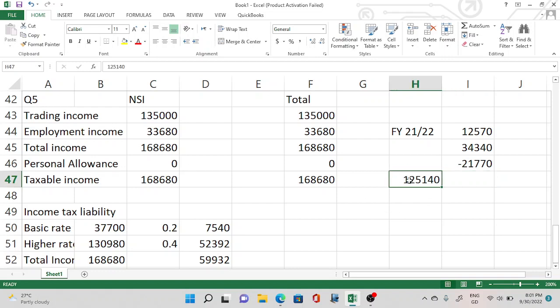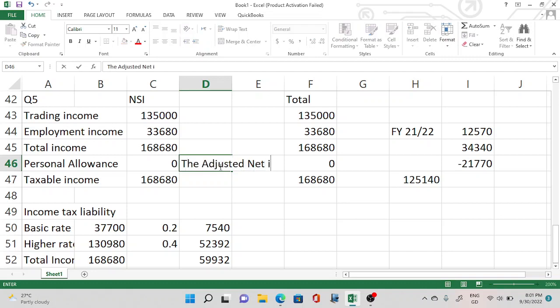So whenever your income is more than 125,140 pounds, personal allowance will simply be nil, and you can write down that the adjusted net income exceeds 125,140 pounds. Simple. So personal allowance would be nil over here. So that is the taxable income. Now by just looking at the total figure you can tell it's more than 150,000, so he is an additional rate taxpayer. But now how will his income tax liability be calculated?